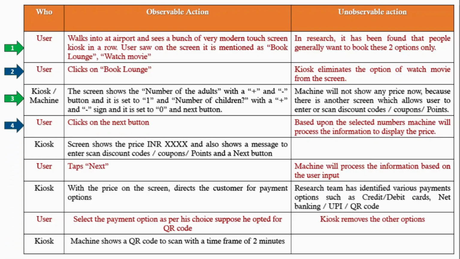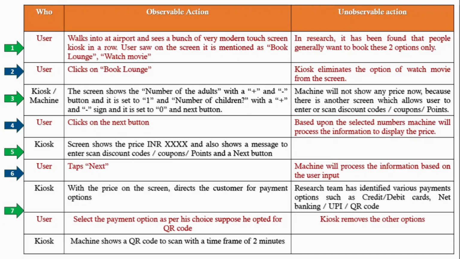Now comes the fourth step. The user clicks on the next button, right? After selecting the person's quantity, he selects the next button. Now the unobservable action: based upon the selected numbers, the machine will process the information to display the price. In the fifth step, who changes to kiosk? The kiosk screen shows the price in INR and also shows a message to enter or scan discount codes, coupons, points, and a next button. Right, now the user taps on the next button, right? Then the unobservable action: based upon the input, the machine will process the information, right?